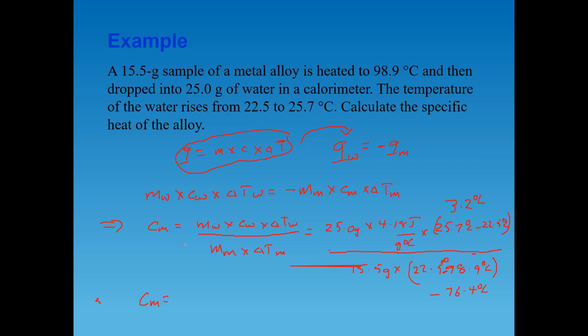Oh, and I forgot one more thing here. Very important. There should be a negative sign here. I forgot to include that here. So the result of that will be equal to 0.283, three significant figures. And the units would be joules per gram degrees Celsius. Okay, so that's basically how that is done.